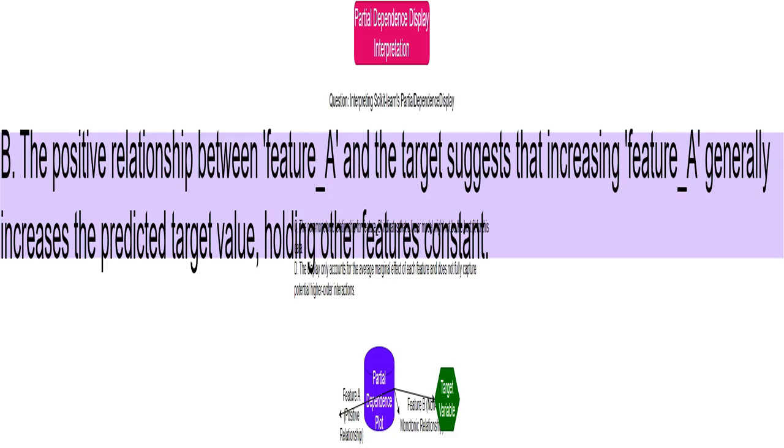This statement is true. A positive relationship in a PDP simply means that as feature_A increases, the predicted target variable also tends to increase. Importantly, other features are kept constant, as in, held at their average values.